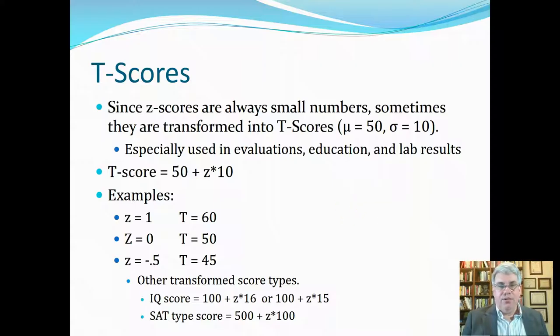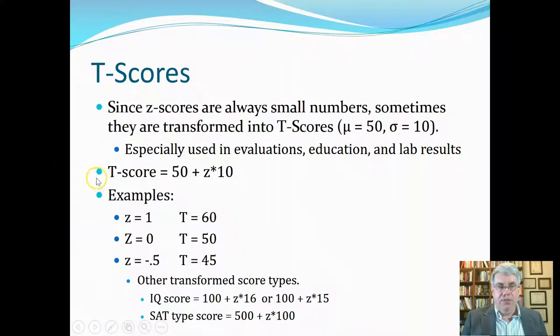And so we can transform z-scores into t-scores, where instead of having an average of 0 like a z does, a t-score has an average of 50 and the standard deviation is 10. So 50 would mean average. 60 would mean one standard deviation above average, so that's really good. And 70 is two standard deviations above the mean, which is excellent. And likewise, 40 would be one standard deviation below the mean, not very good. And 30 would be a disaster. That would be two standard deviations below the mean.